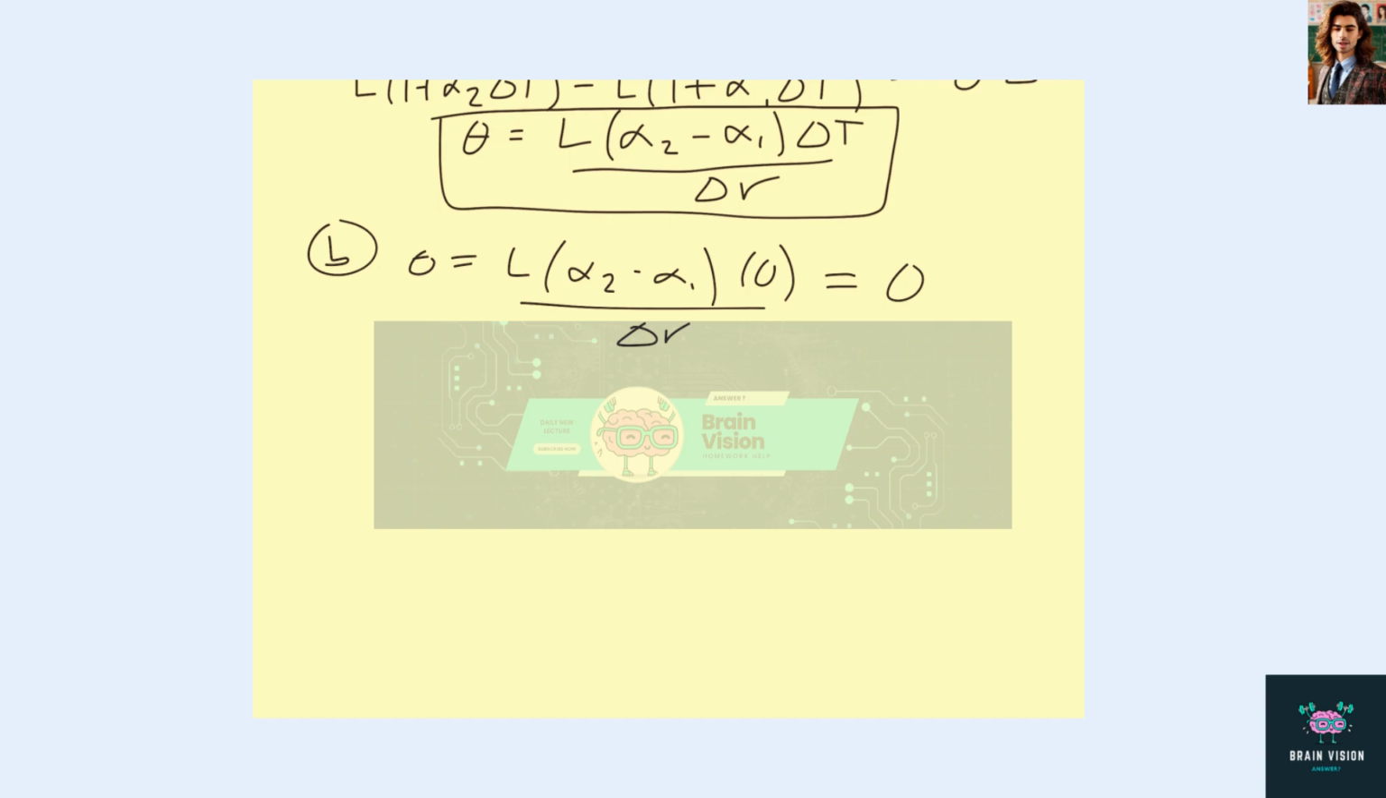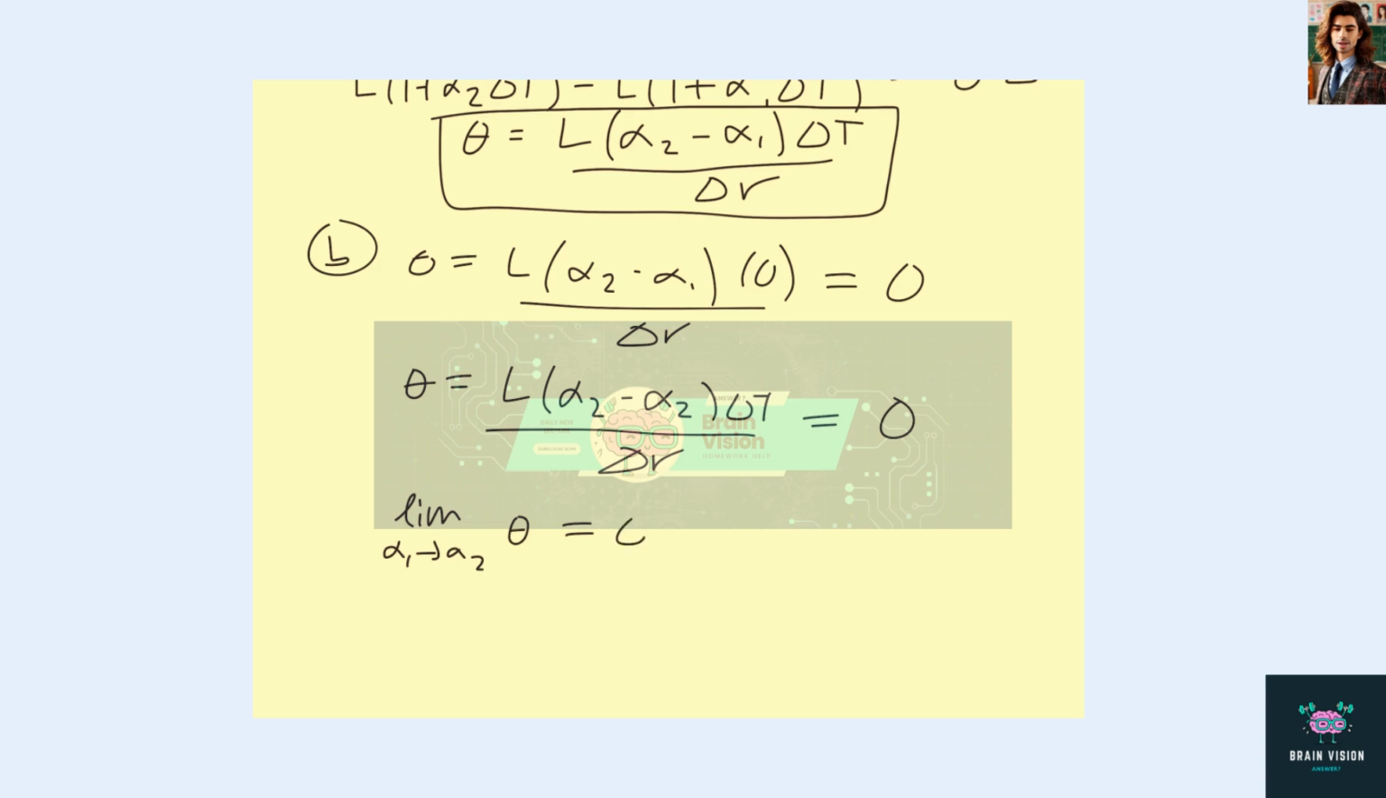And likewise, if alpha 2 equals alpha 1, we would get theta is equal to L times alpha 2 minus alpha 2, delta t over delta r, and that's of course also going to be 0. And we can essentially write, I'll just write the second one, we can do the same for the first, but limit as alpha 1 approaches alpha 2, theta equals 0.